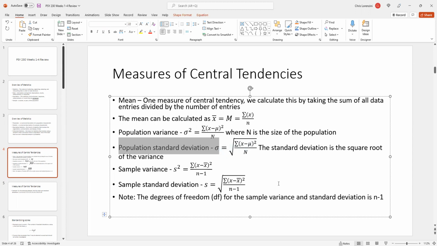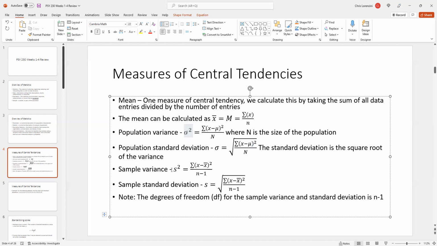We want to know what those symbols are and what they mean, so that when we see them going forward, we know how to deal with them. And then the relationship between standard deviation and variance: the variance is the standard deviation squared, and the standard deviation is the square root of the variance. So there's a square root relationship between those two.